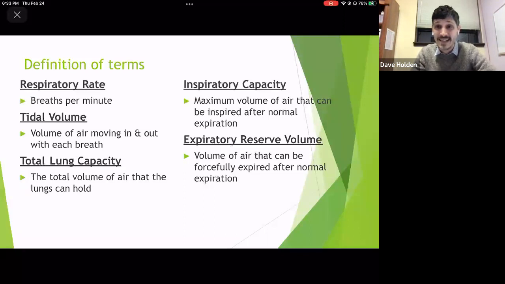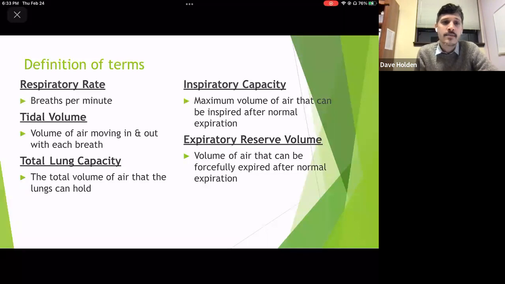The total lung capacity is exactly what it sounds like. The total amount of air that your lungs can hold fully inflated. So when we talk about things like respiratory disorders like COPD or emphysema, the total lung capacity is lowered. When they fully inhale, they are not getting as much oxygen as a healthy individual.